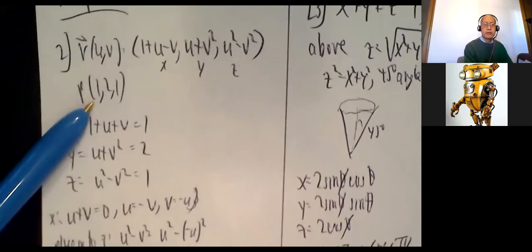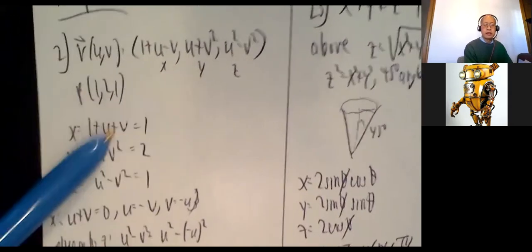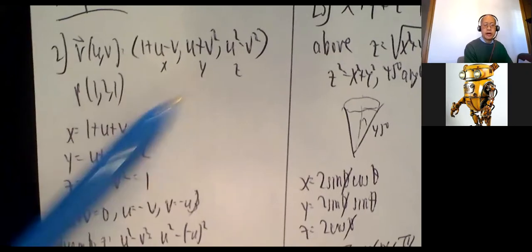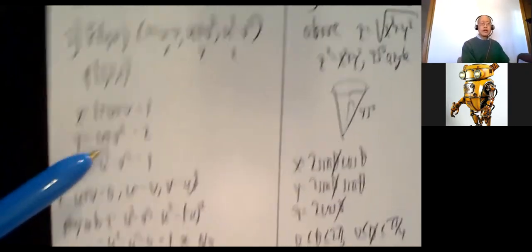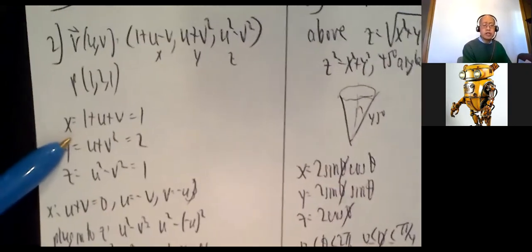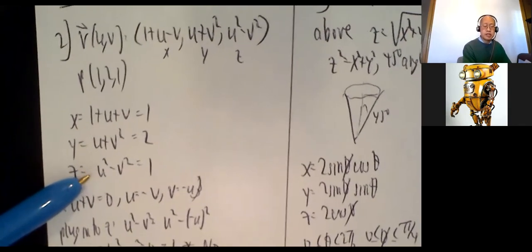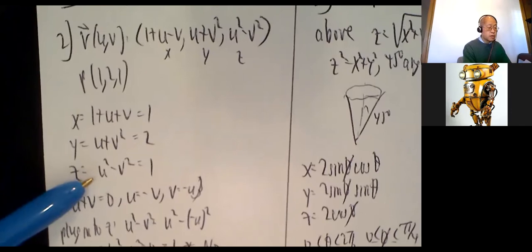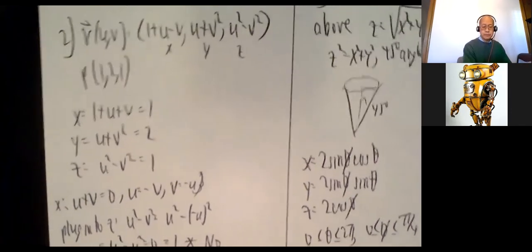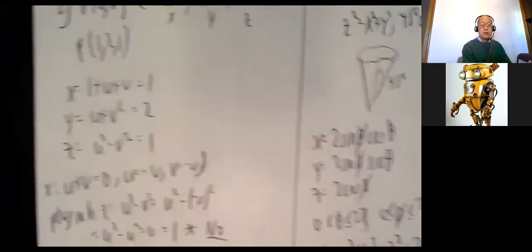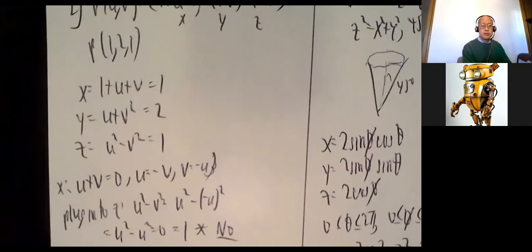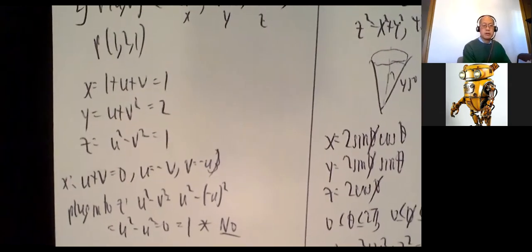X is equal to that, 1. Y is equal to that, 2. Z is equal to that, 1. You actually have 3 equations and 2 unknowns. That sounds weird, but you could have a consistent system. If so, try to find what the U and V are. Okay, so how do you solve it? Just do what you would normally do for anything else.